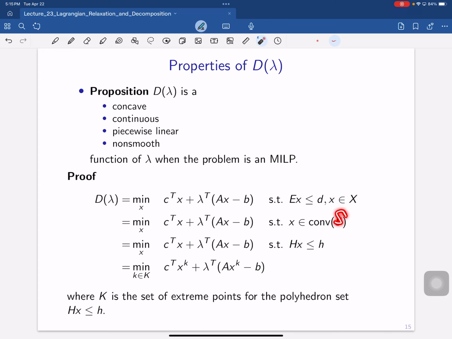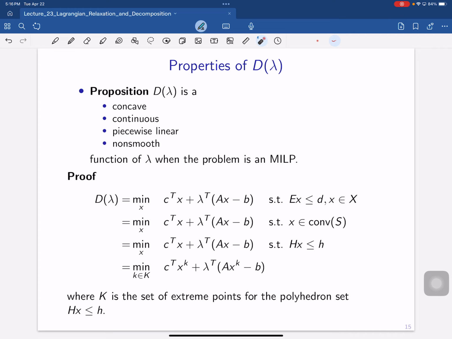So this S means the feasible region described by this constraint, right? So let's denote them by the convex hull of this constraint here. And then we also know from what is called Meyer's theorem, a fundamental theorem of integer programming, that if all the numbers E and d are rational numbers, then there exists some polyhedral set that can represent the convex hull.